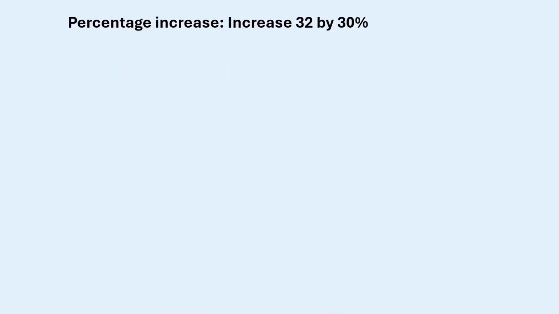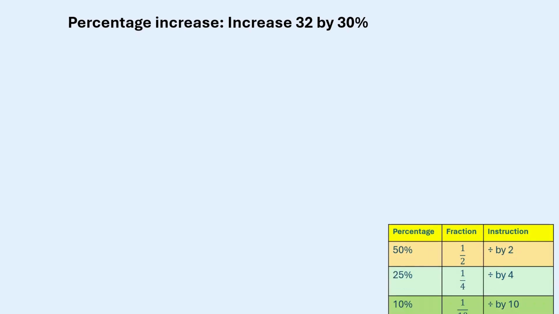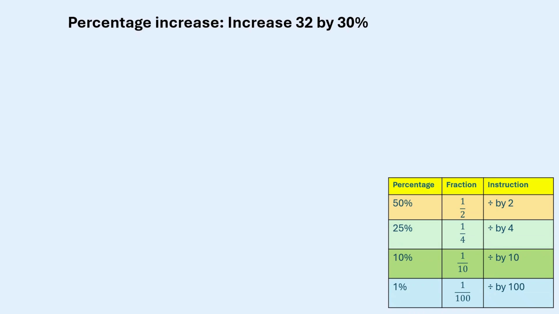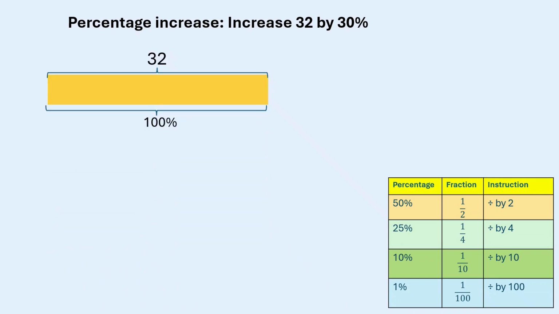Last skill we're going to look at is percentage increase, and we'll use this question: increase 32 by 30%. So here's my table again, just to help out if needed. And my whole bar this time is worth 32, that's 100%, and we're going to add on an extra 30% to that. So I'm going to think about my building blocks, how can I build up 30%? And I'm going to do 3 lots of 10%. And I know that 10% is the same as a tenth, so to work that out, I would divide by 10, which gives me 3.2.